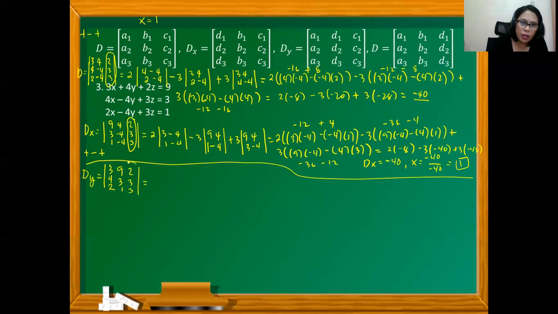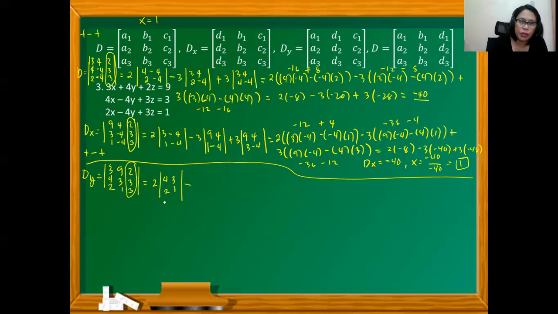So let's consider again the third column. And we'll consider the sign plus minus plus again. So this is positive 2 times its minor. So we'll eliminate the first row and the last column. So there remains 4, 3, 2, 1.